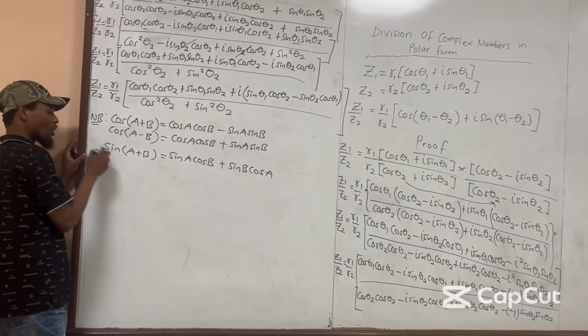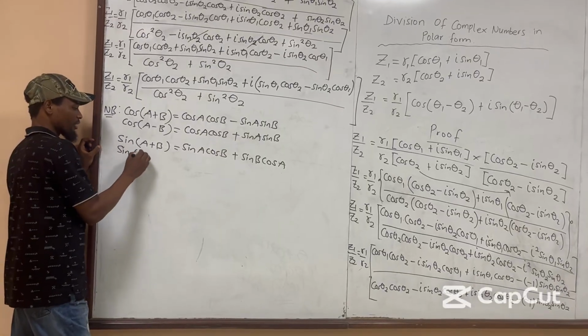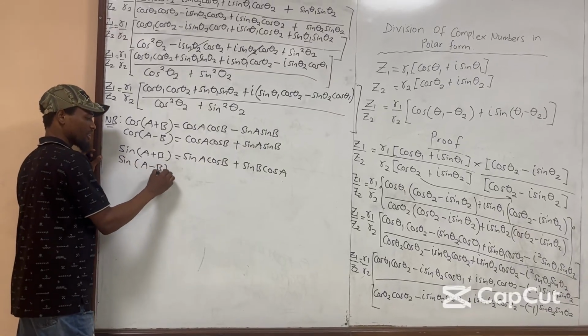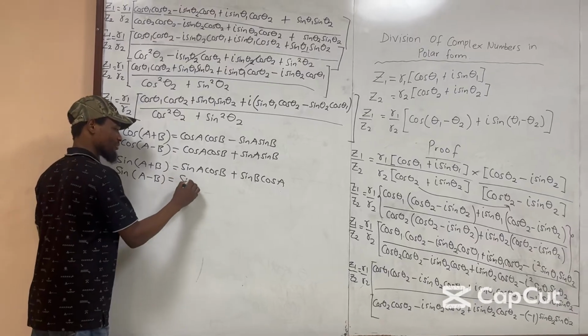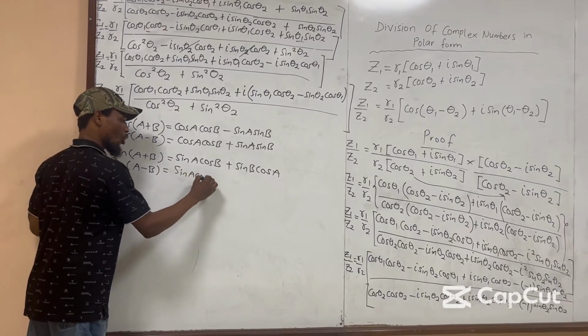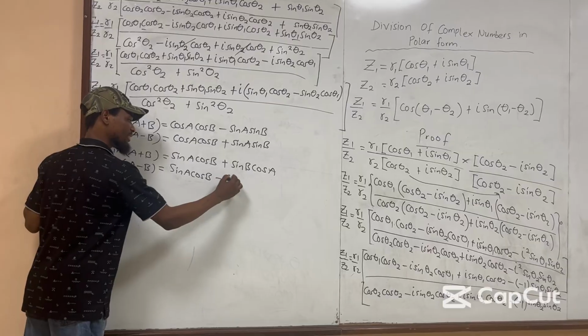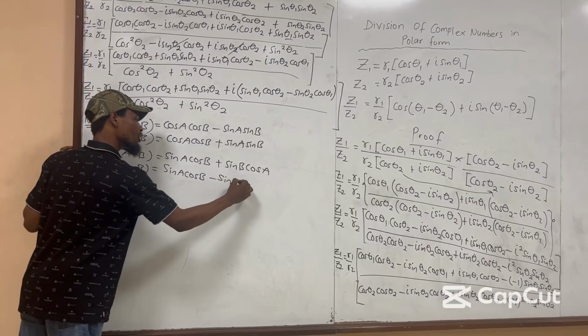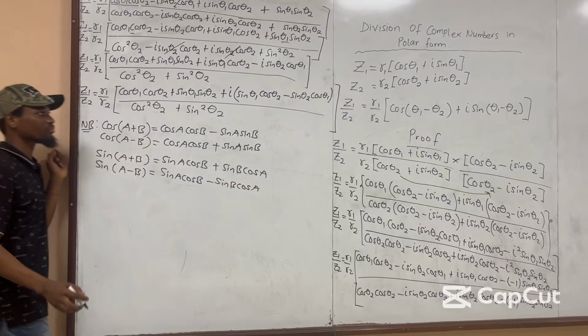If that is so, then I can also say that sin A minus B is the same as what? Sin A cos B minus sin B cos A.